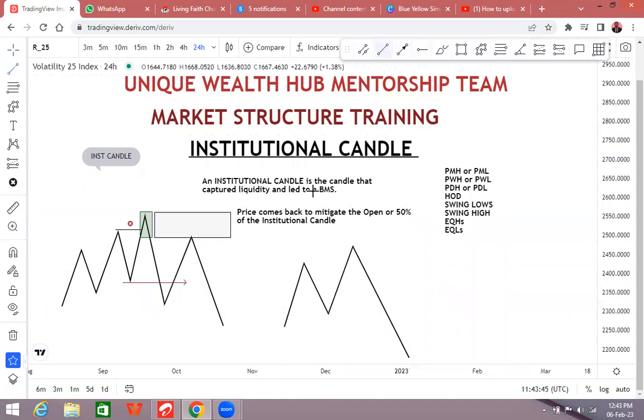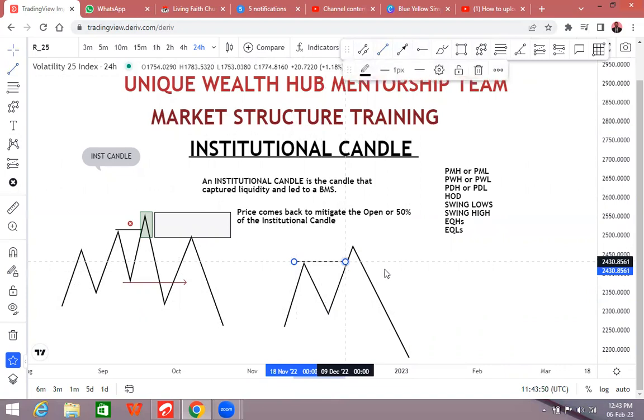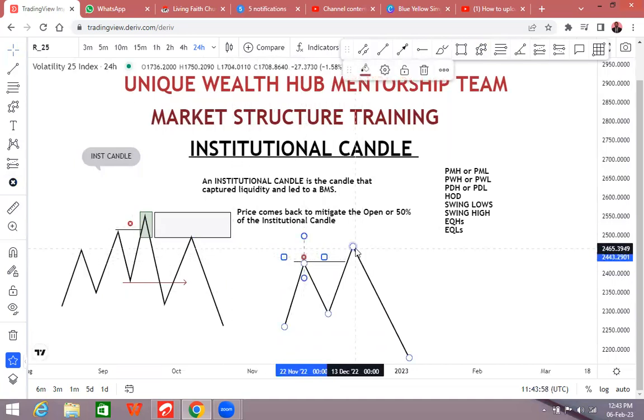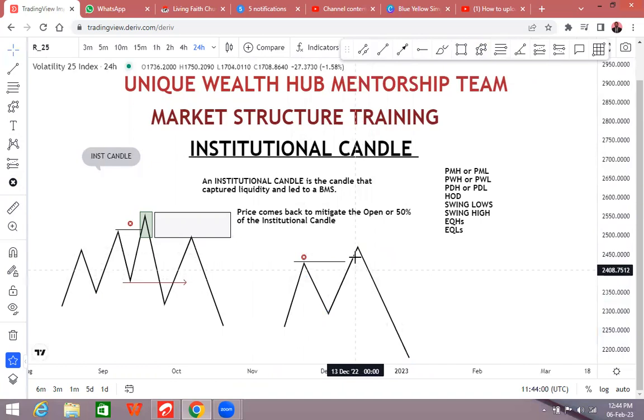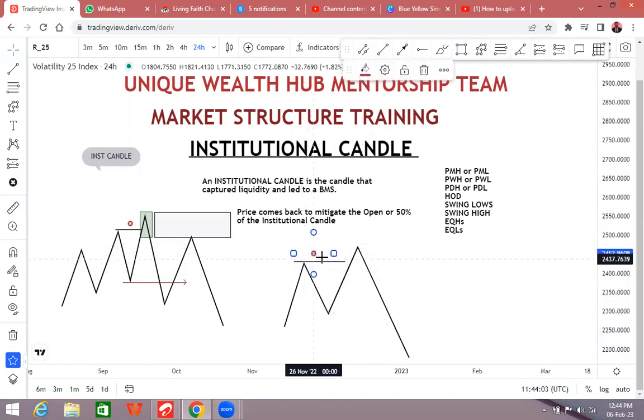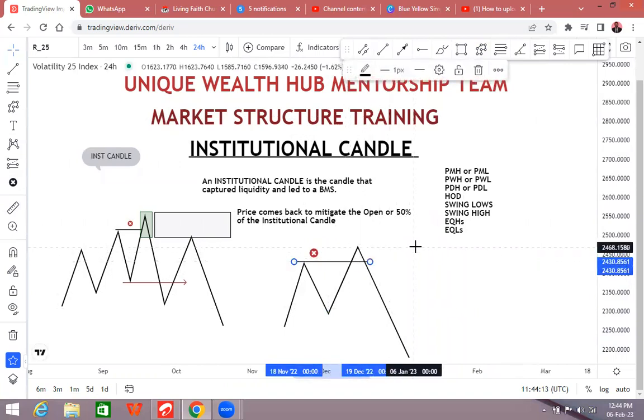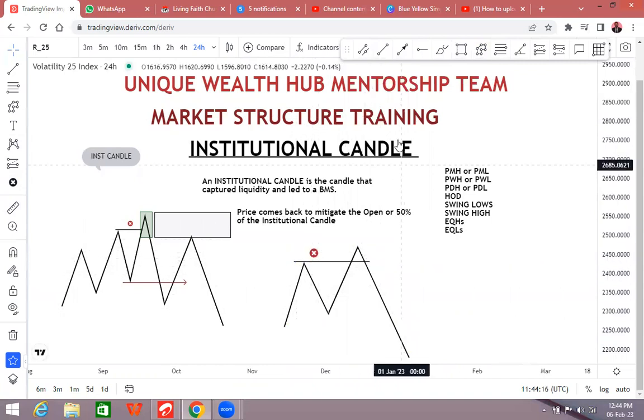Now this here is your previous buy side, sell side liquidity, your previous week high. For instance, if I take that as my previous week high, this candle that comes to capture it is an institutional candle, and it will lead to a break in market structure most times. Some people call this top hunt, or liquidity sweeps. But we're just trying to understand the concept.